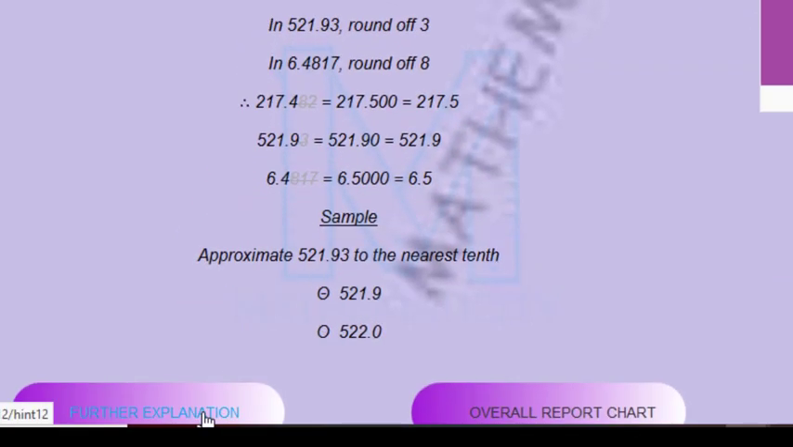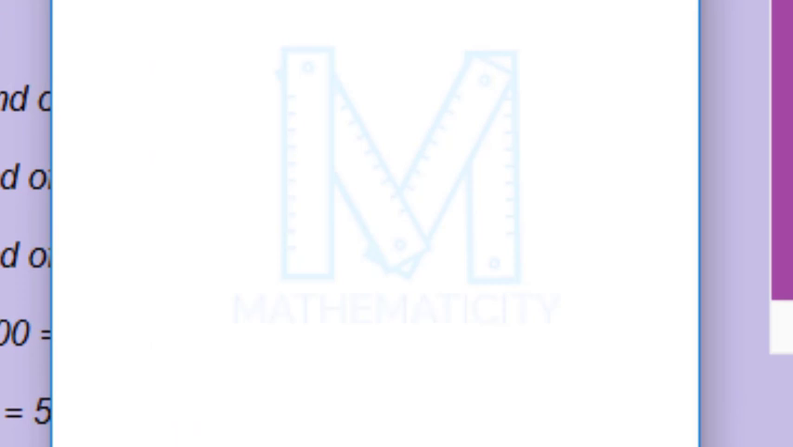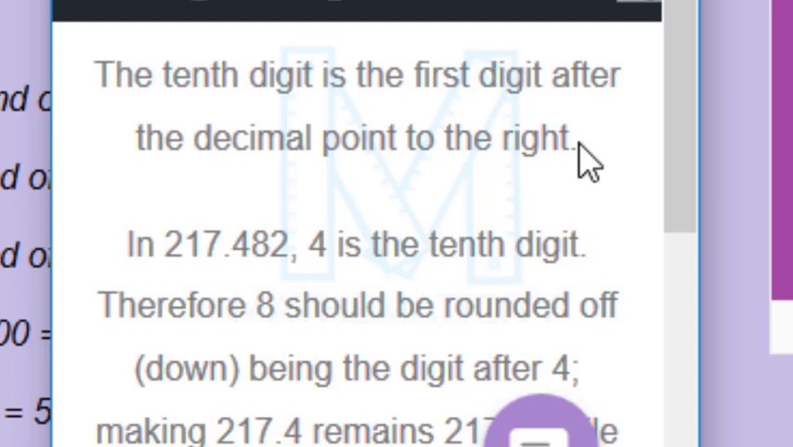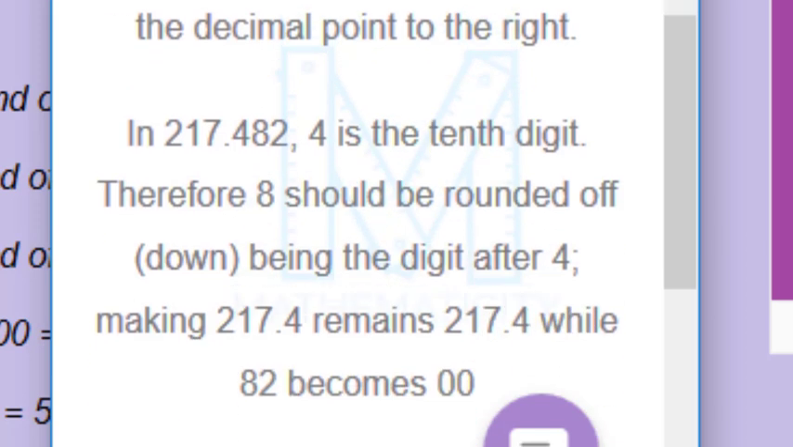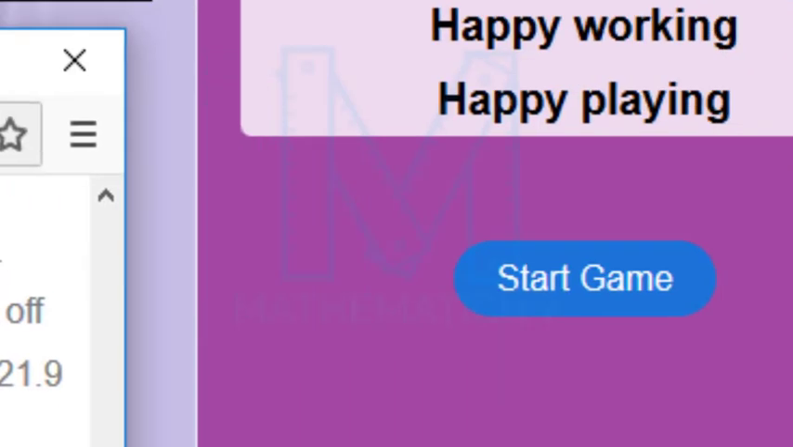So if we hit the further explanation button, we get to see what is in there, and it's just saying that the tenth digit is the first digit after the decimal point to the right, and all I said before. So the reason why we have to round up 8 is because 8 is the digit after the tenth digit, which is 4, to the right. And if you go on like that, you see why everything was done the way they were done.